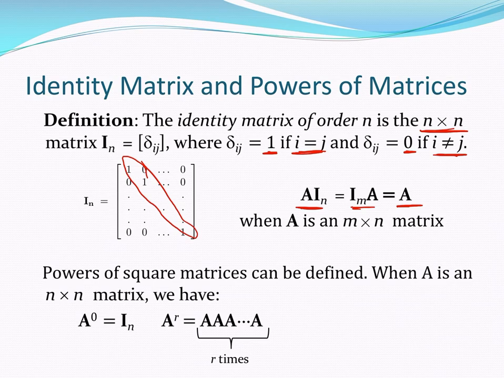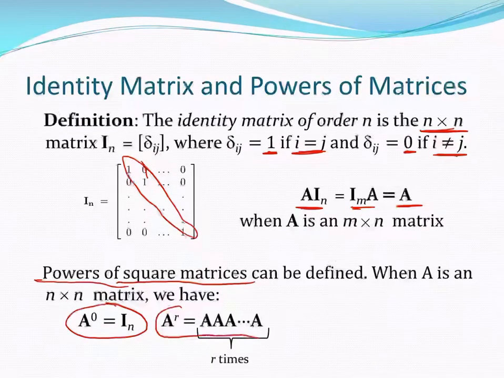Finally, if we're dealing with square matrices, we can have the concept of powers of square matrices. Since an n by n matrix multiplied by itself gives another n by n matrix, we can think of a matrix to the 0 power, that is n by n, as being the identity of order n. And then the square matrix A raised to the r power is just A multiplied by itself r times. And there are your concepts of matrix multiplication.